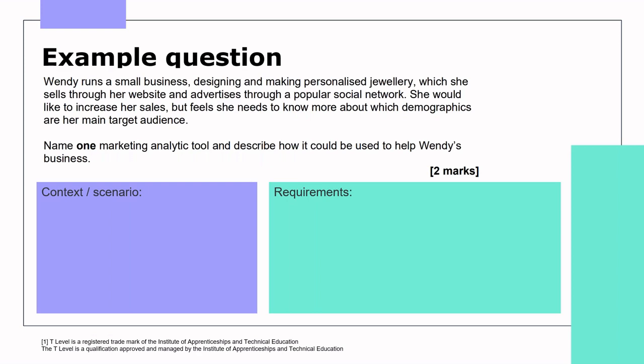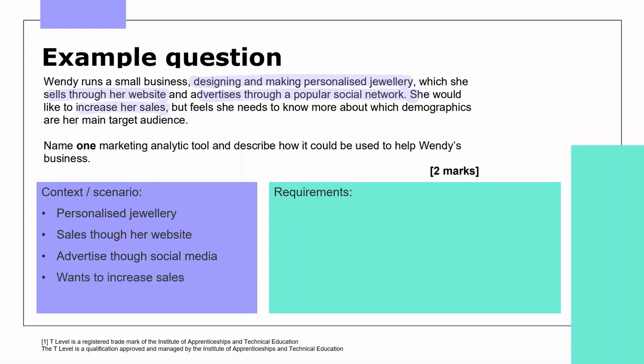So let's apply some of the tips that I've just mentioned to one of the exam questions. So let's check what the content is for this question and what the question requires from us. So Wendy, she's got a personalized jewelry business. Sales are done through her website, and she advertises in a popular social media network. And she wants her sales to increase and believes demographic data is going to be the key to this. So that's the scenario for this question, and what Wendy's position is, so what's needed from the students.